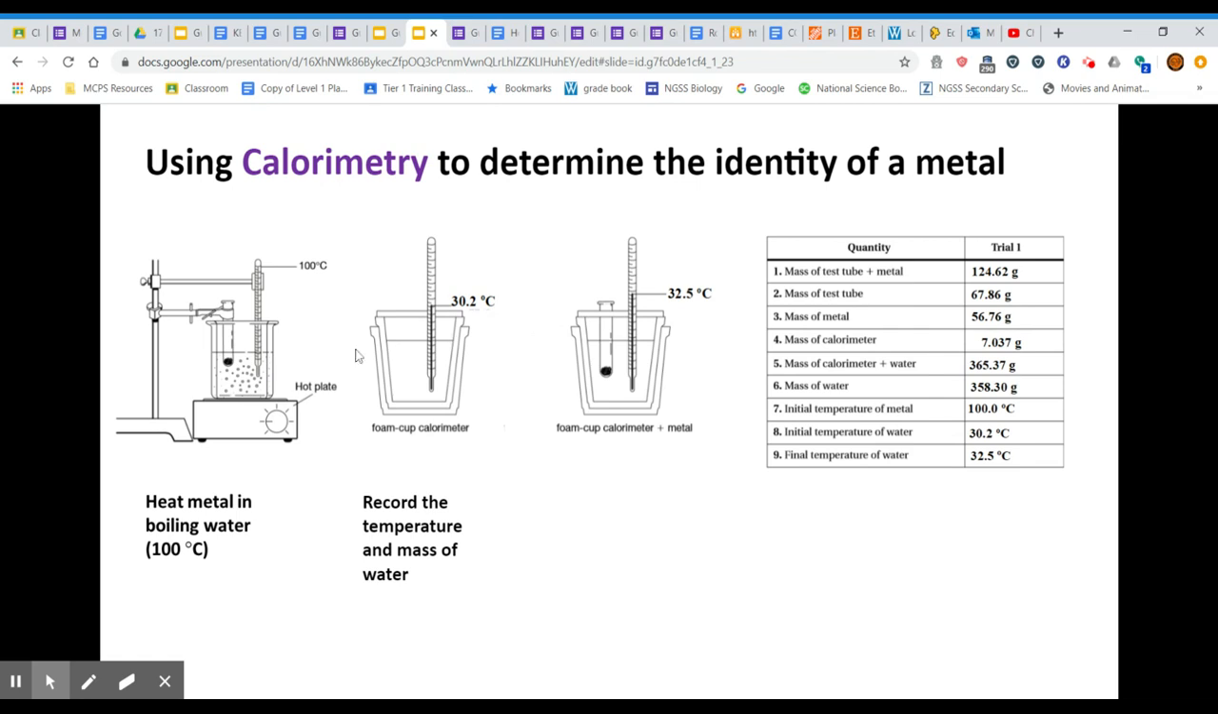Then we put this hot metal in the calorimeter, and of course, as you know, the metal is hot, the water is at 30.2 degrees Celsius, so the metal is going to give heat to the water, and the temperature of the water is going to go up. In this case, it has gone up to 32.5 degrees Celsius, and we record that too. That is the final temperature of the water.